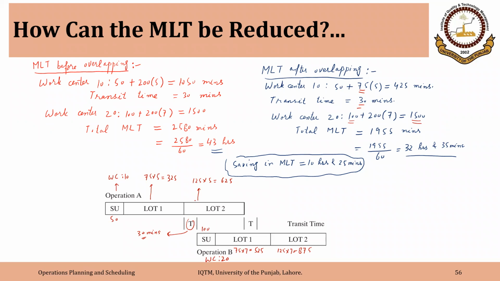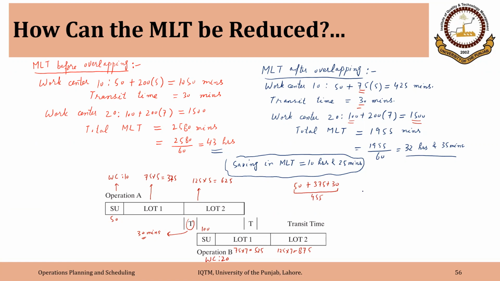So as a summary, we can say that this work center 10 is requiring 50 plus, I think, 375. So 75 into 5 is 375. So that is 50 plus 375 plus 30. So total time required is 455. So this is the time being spent at work center 10.